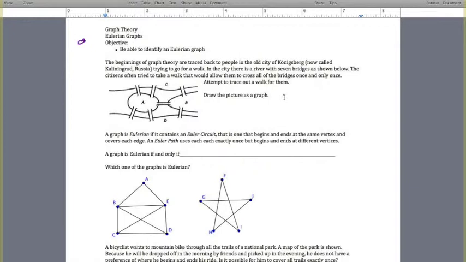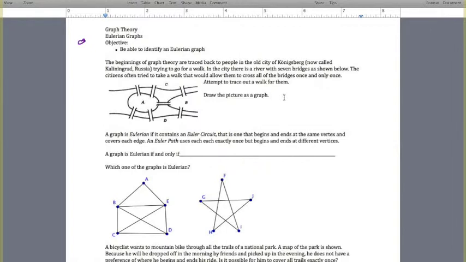in the diagram. And the citizens of the city would often just take walks around, either because they had to go deliver things, or they're just going out for a walk. And they wondered, is it possible to walk across all 7 bridges once and only once? So could they start somewhere? It doesn't actually matter where you start. And end somewhere. They don't care where they end.